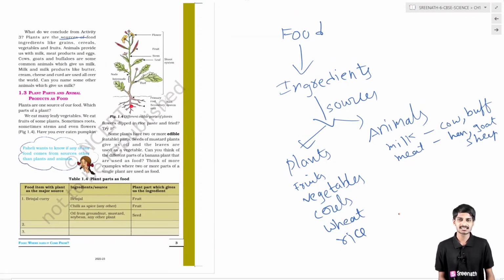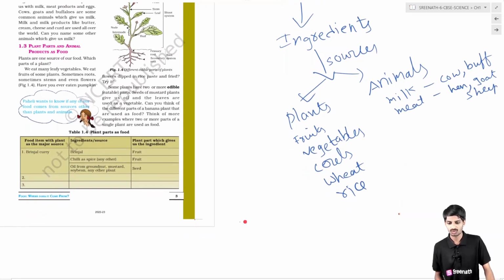This part of the plant is called roots, the root system. These are called leaves. This is called stem. This is called flower. And this is called fruit. For example, apple is a fruit. So finally, what have you understood?